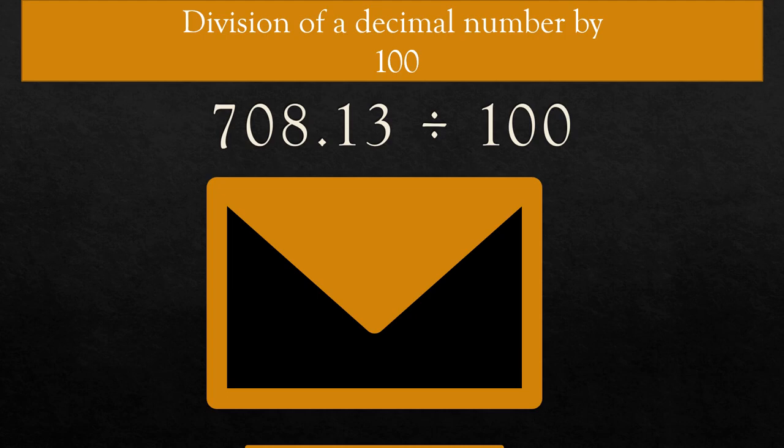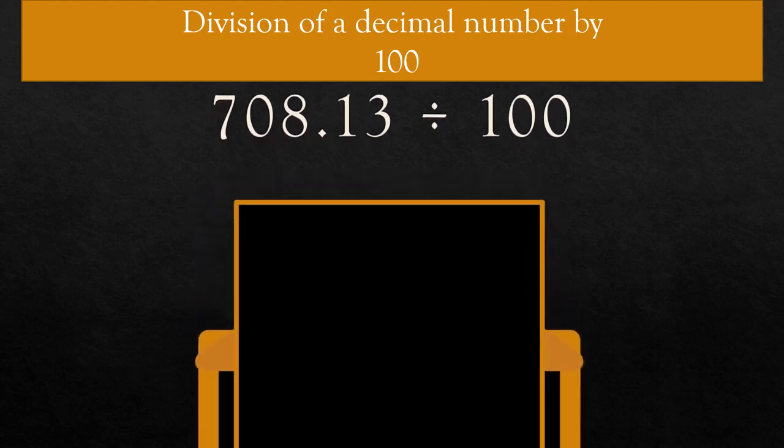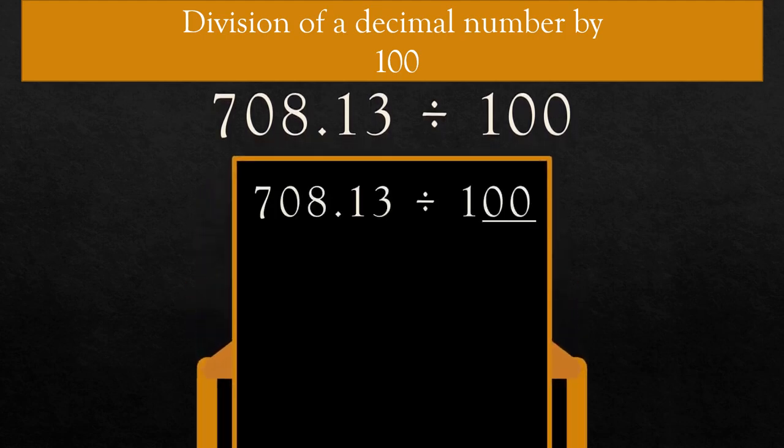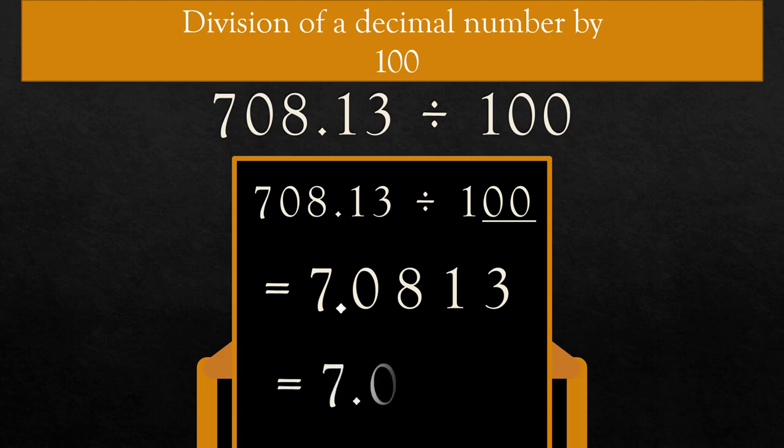Let us solve one more example. 708.13 divided by 100. See, in divisor 100, we have 2 zeros. So the decimal point shifts 2 places to the left. So count 2 digits, 1, 2 and place a decimal. So the answer is 7.0813.